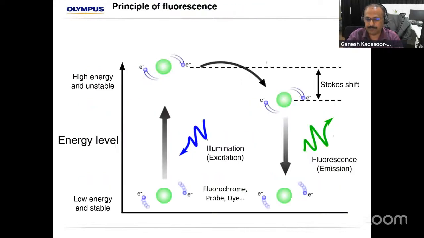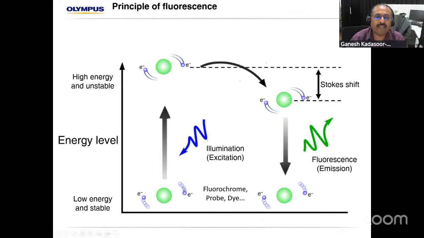Chrome means color. How does it work? These fluorochromes have electrons, protons and neutrons. The electrons will be rotating in an orbit. When you give a certain amount of energy, the electron will jump to a higher energy level and it will not stay there for a longer duration. It will try to come back. When it comes back, it loses a certain amount of energy, but it gives some energy back, and this energy which comes back when it returns to the ground state is called fluorescence.